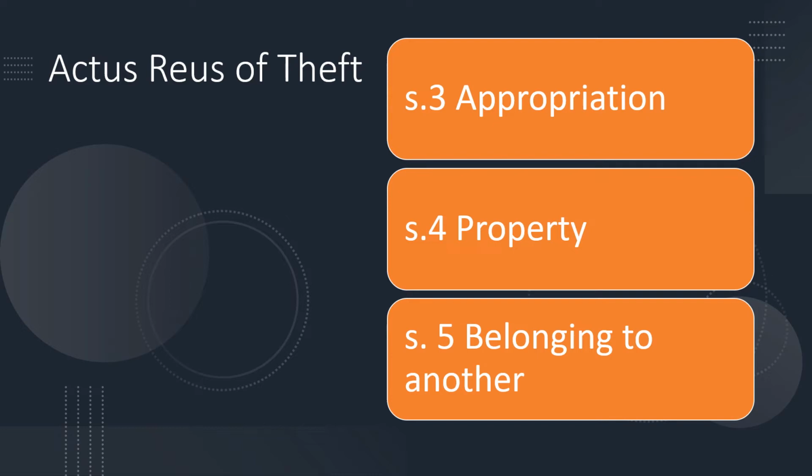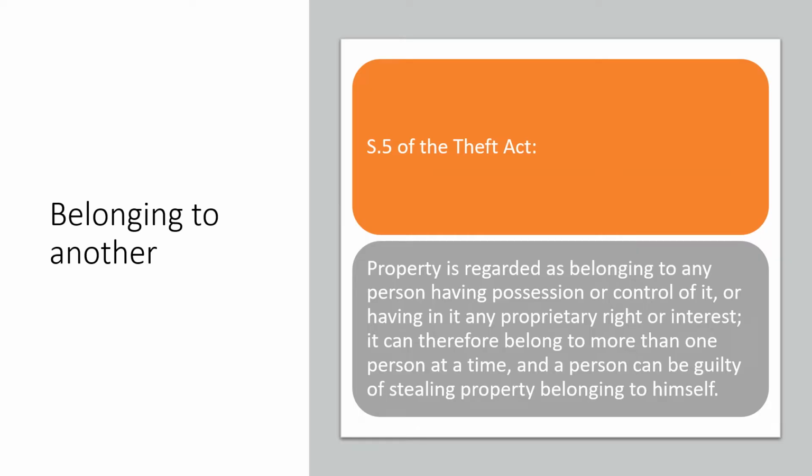So the weird and wacky ways in which they could be considered property have just been explored through case law, but of course it could be almost anything. Again, this isn't usually an issue in the problem question. One thing you may have to analyse though is the section 5, this belonging to another. And this because the rules are a little unusual at times. So we're going to consider section 5 belonging to another.